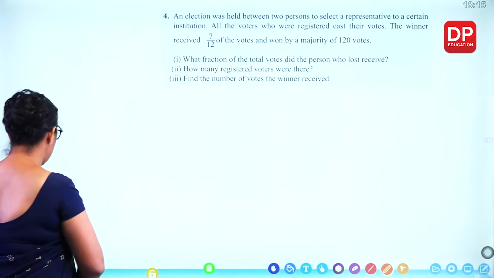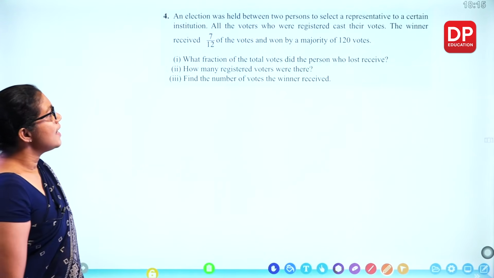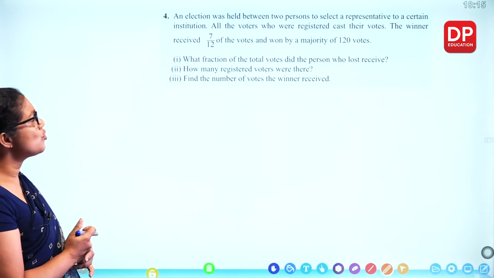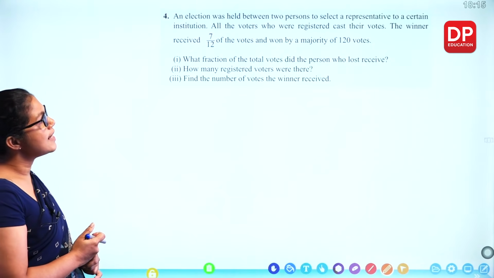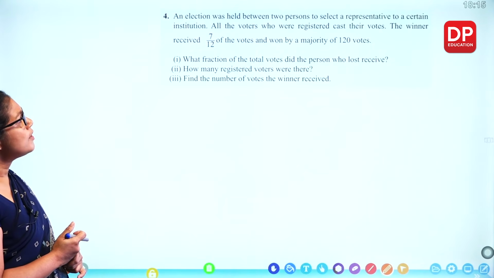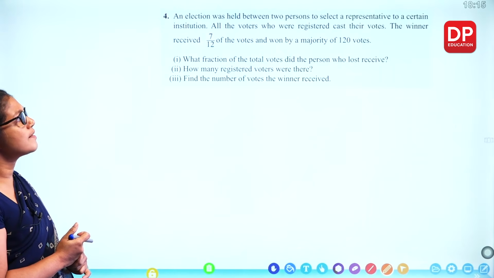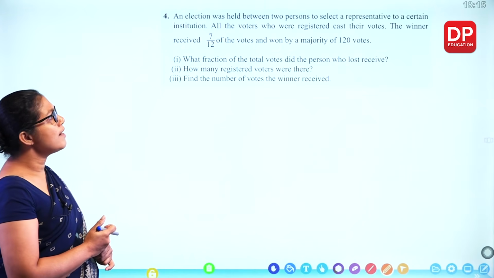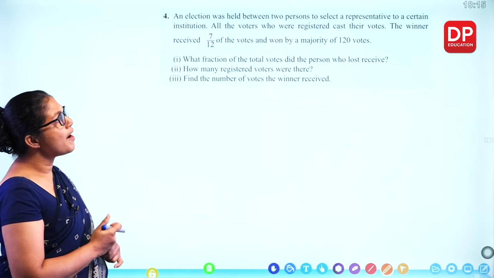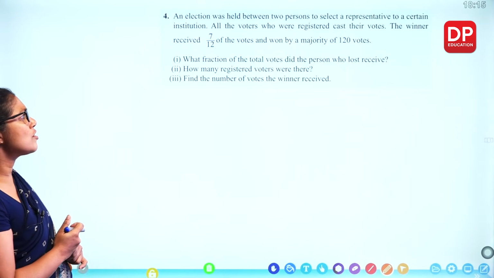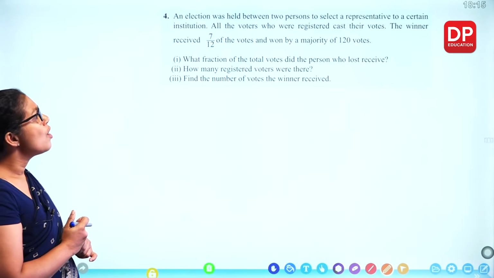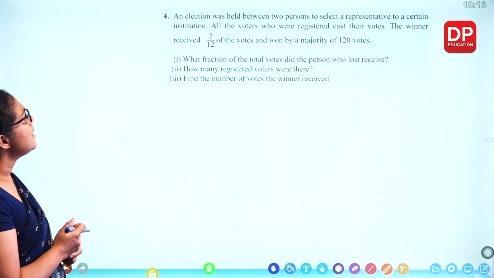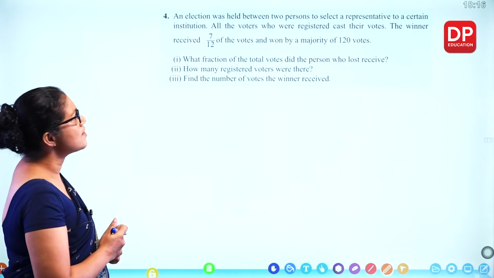Now we'll take the last question of this chapter. It says an election was held between two persons to select a representative to a certain institution. All the voters who were registered cast their votes. The winner received 7/12 of the votes and won by a majority of 120 votes. What fraction of the total votes did the person who lost receive? Now try to draw a diagram there.